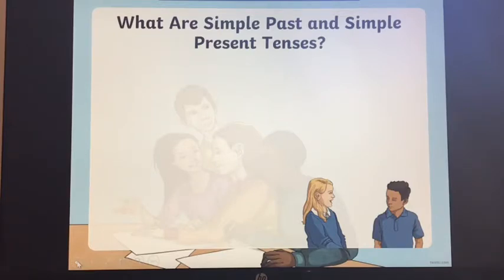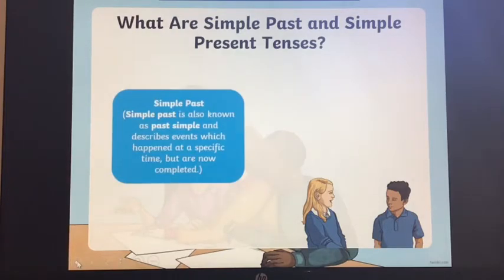So the simple past and the simple present, this is what you use in your writing every single day. You'll know exactly what I'm talking about here. The simple past describes events which happened sometime in the past but are now completed. And here's an example. Yesterday I walked along the River Lee. I did that, I finished.